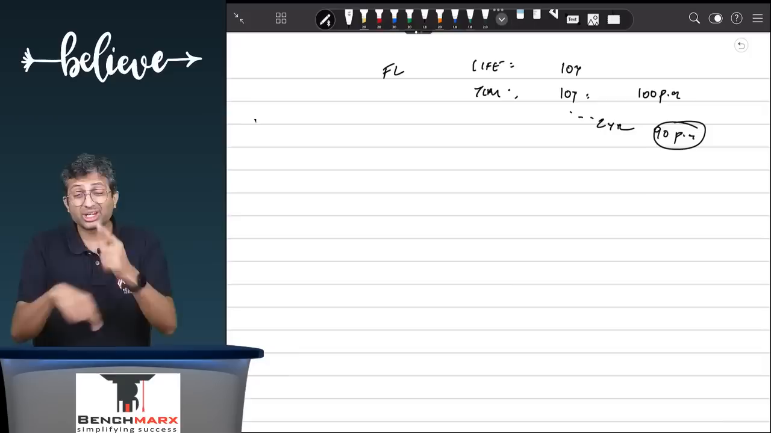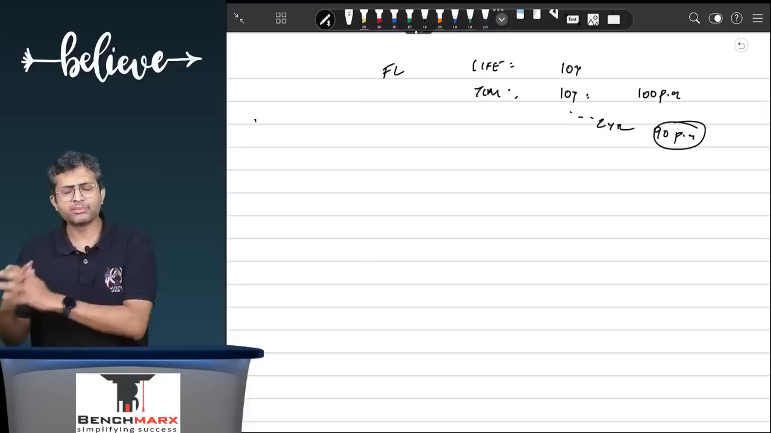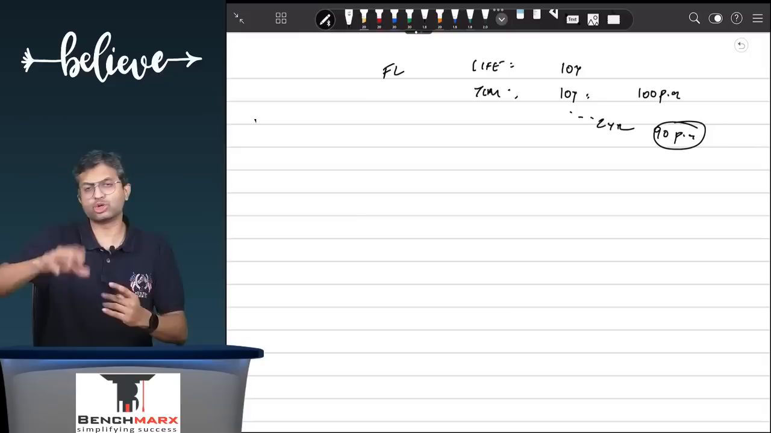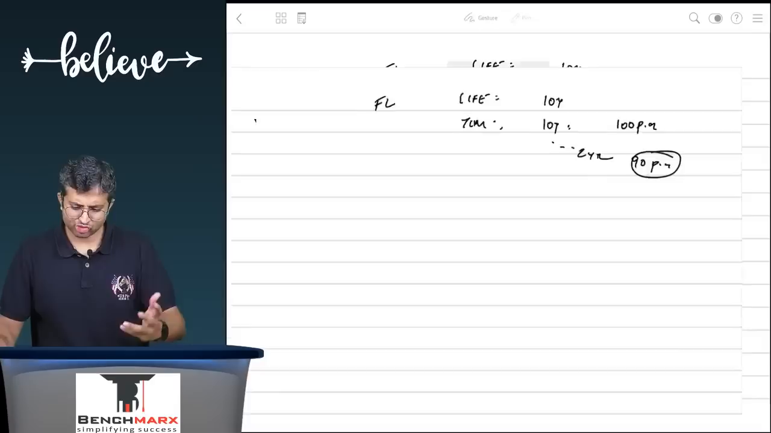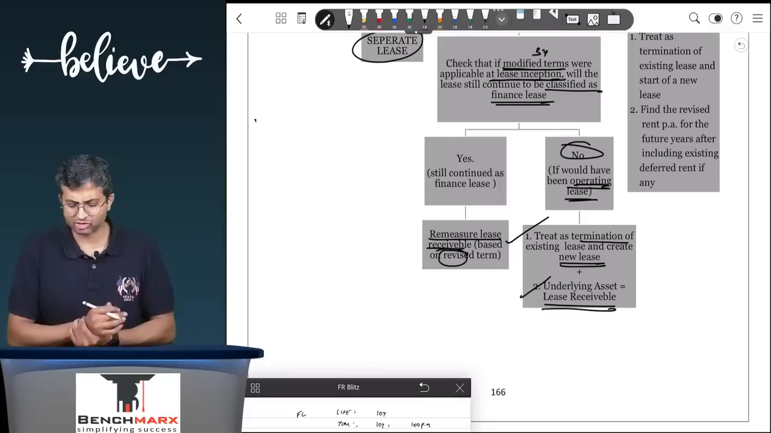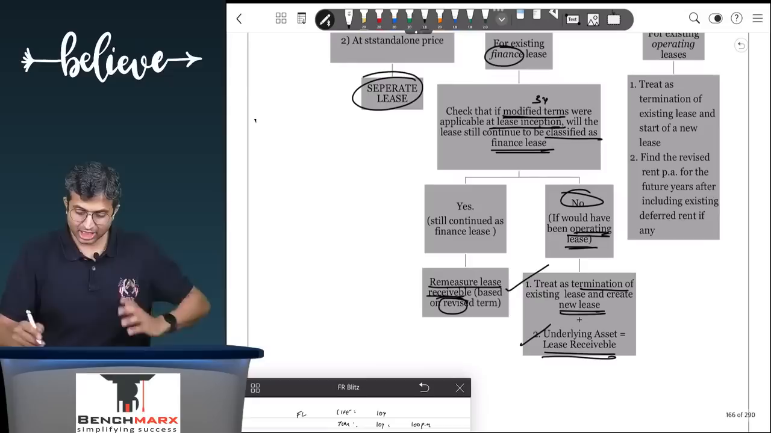You will say that, okay, the revised lease term is the remaining 8 years, and on the 8 years, 90 rupees over a period of 8 years, you will find the revised lease receivable and adjust the lease receivable in this case. So, the adjustment will be against the lease receivable, re-measure the lease receivable based on the revised lease term. The second effect, adjusted against the profit and loss, or a deferred adjustment. Okay, so this is if it is a finance lease.